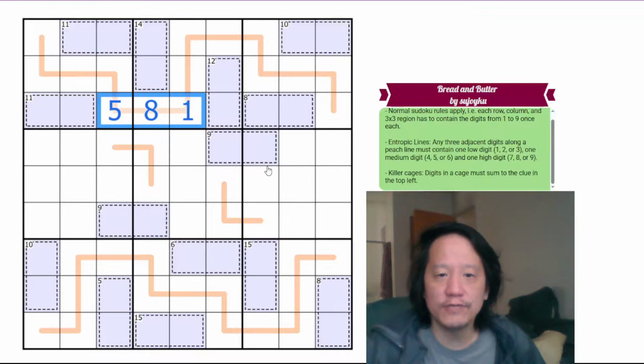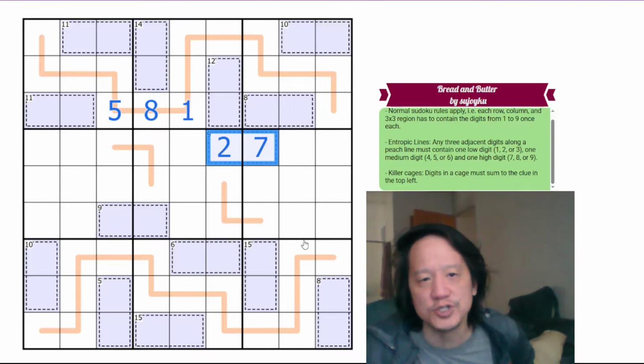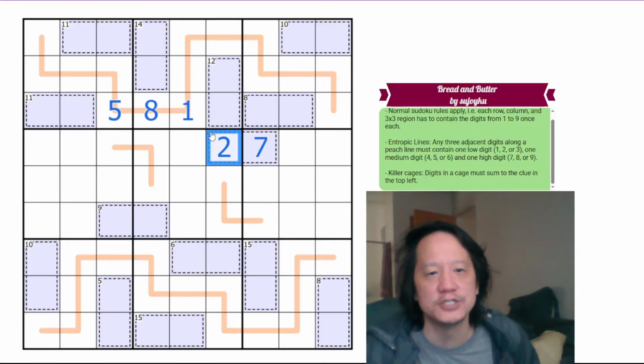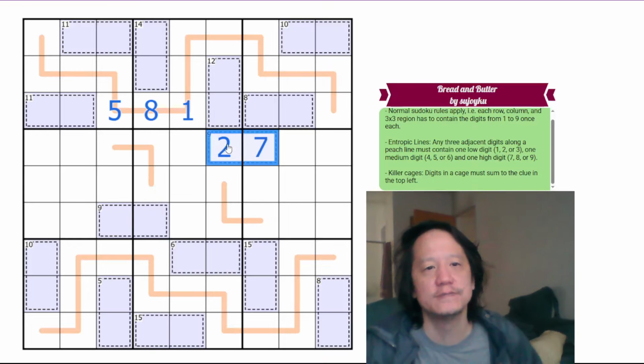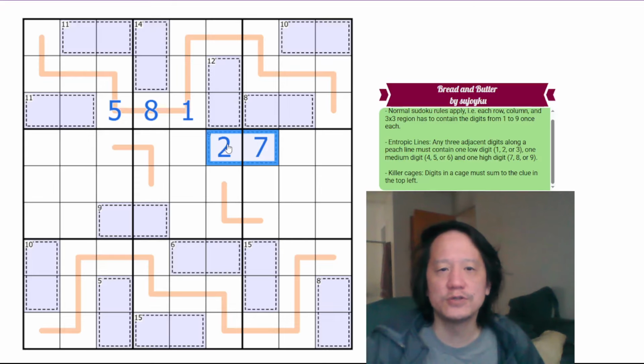We also have killer cages, where digits in a cage must sum to the clue in the top left corner. So for example, if this were a 7, this would have to be a 2, because these 2 digits must add up to 9, which is the digit in the top left corner of the cage. And those are all the rules.